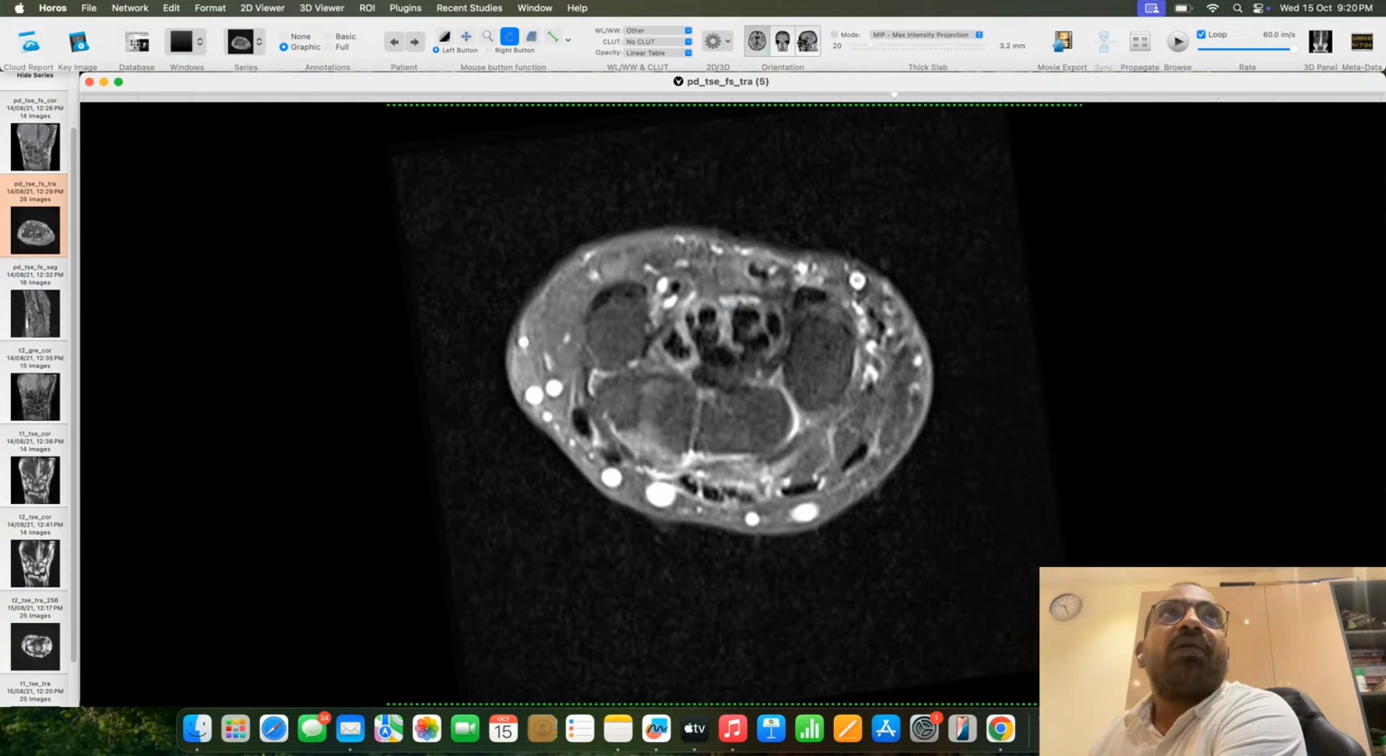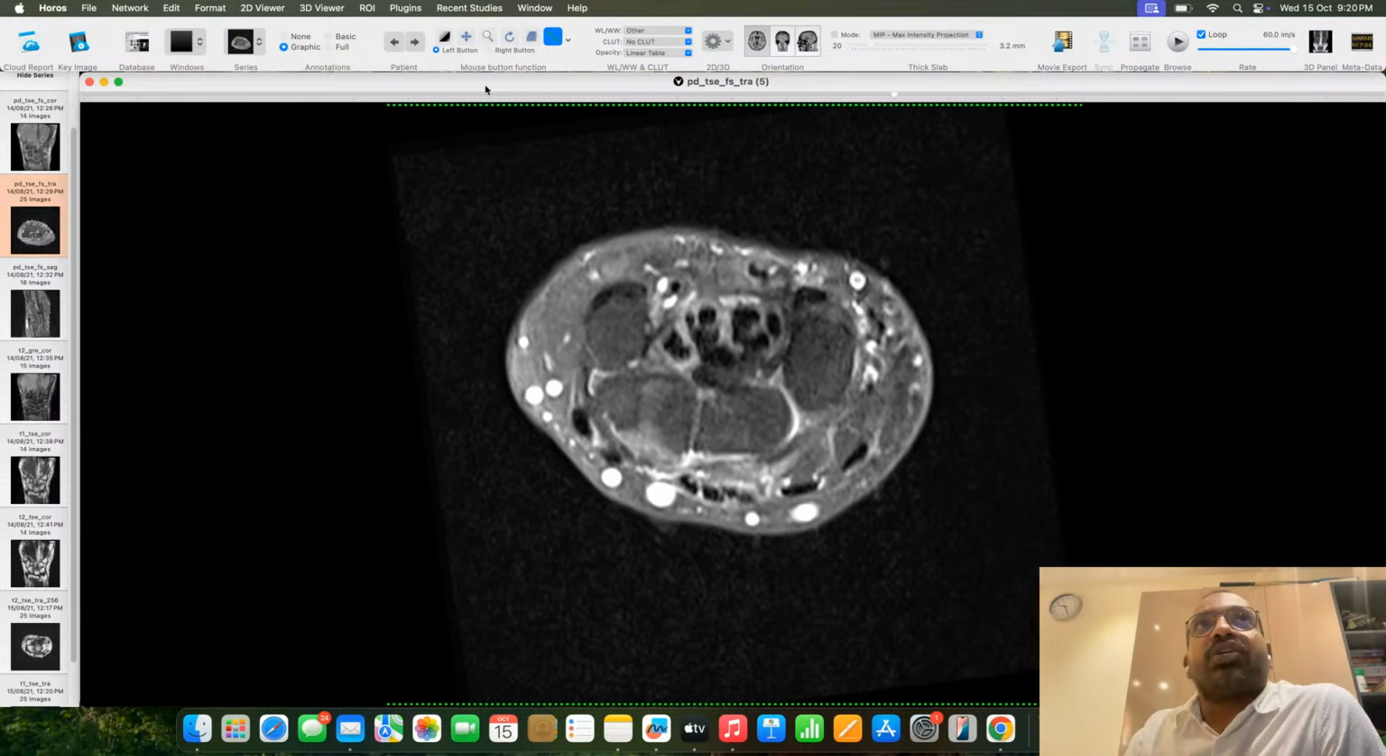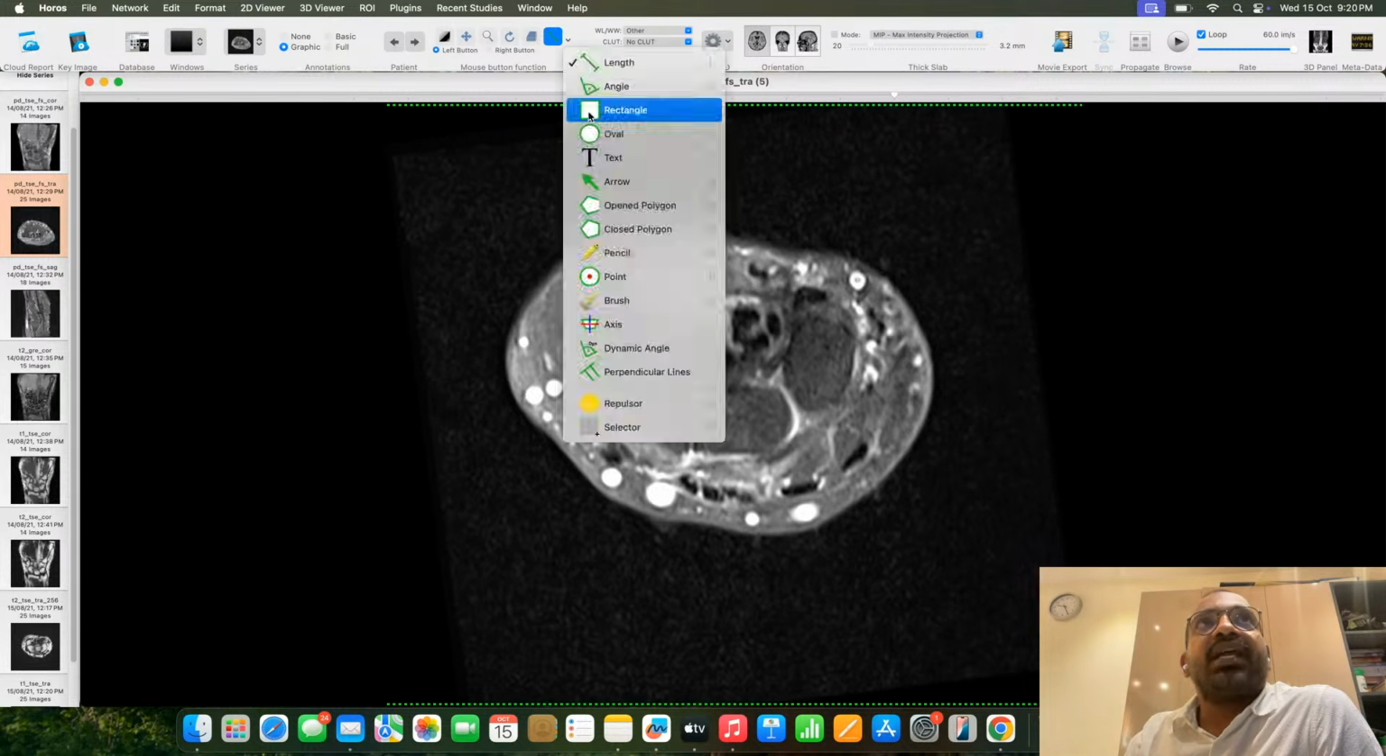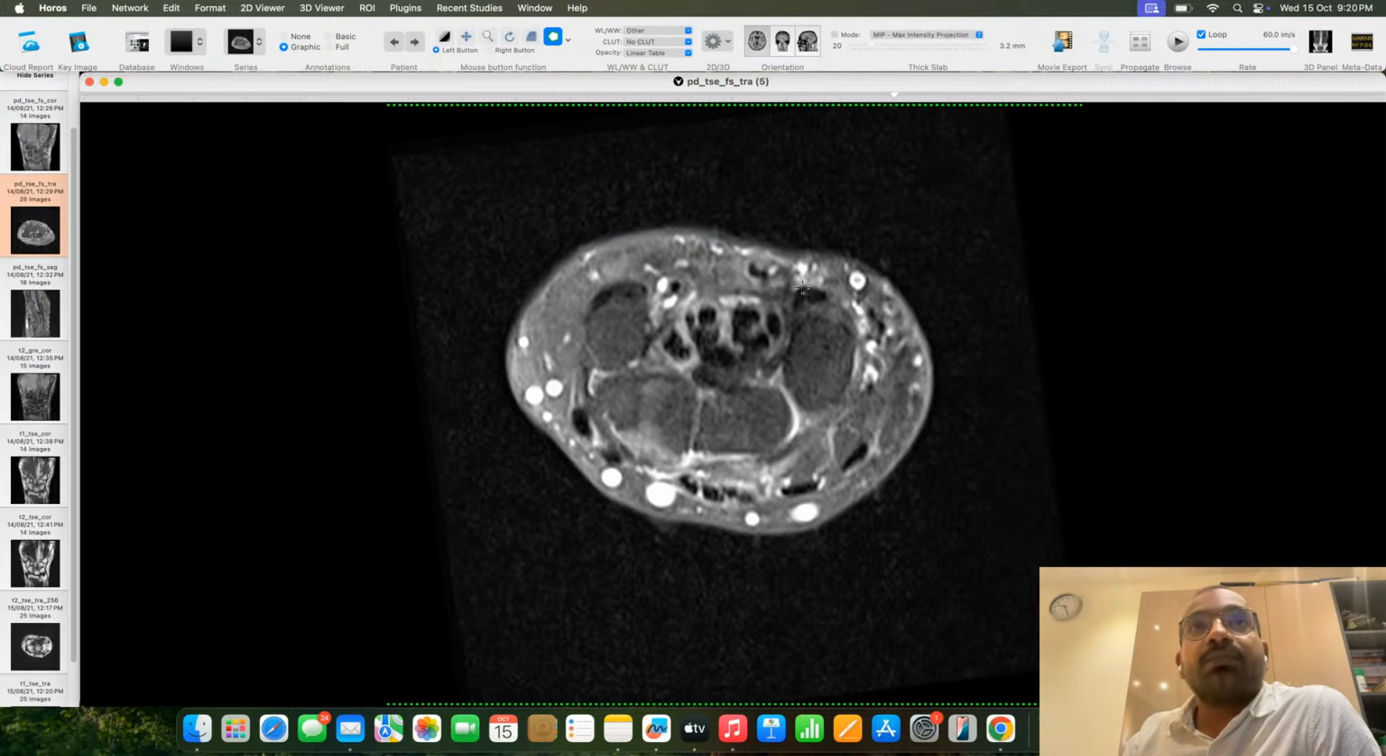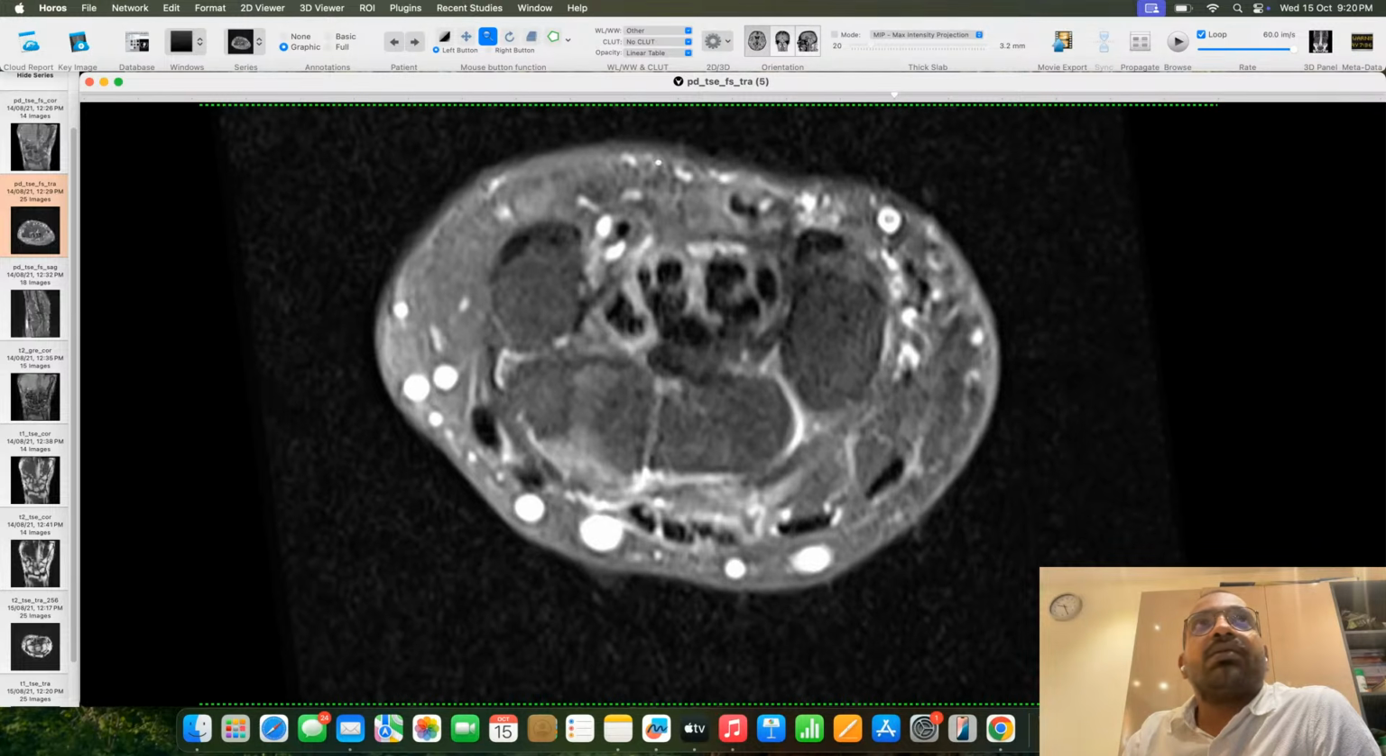So what do we need to measure? One is the flattening ratio and the other is the inlet to outlet area ratio. How do you measure the area? We take a closed polygon tool. Let's zoom it. Yeah, I'll take a closed polygon tool and just trace.